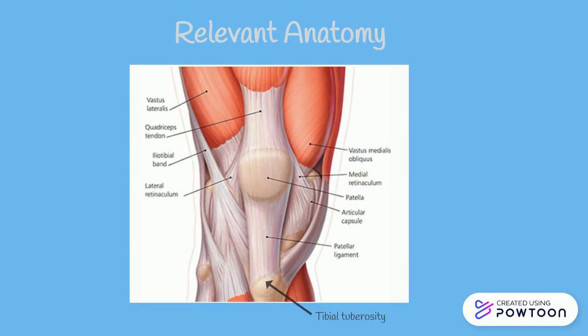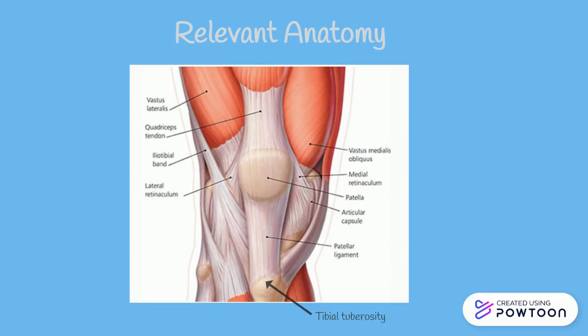So, the quadriceps muscle group is made up of four muscles: the rectus femoris, vastus lateralis, vastus medialis, and vastus intermedius, which can be seen on the top part of the picture on the screen. Together, they are responsible for knee extension, and the rectus femoris is also involved in hip flexion due to its origin on the hip instead of on the femur.